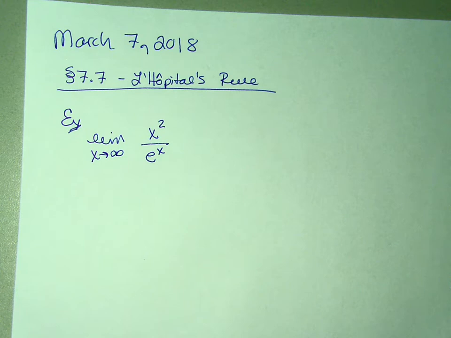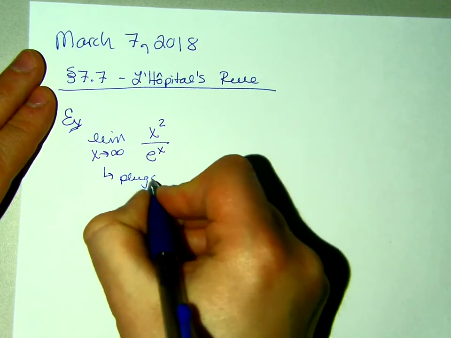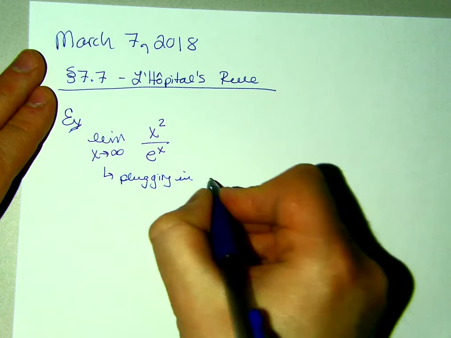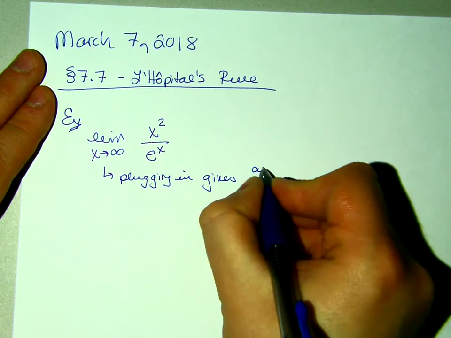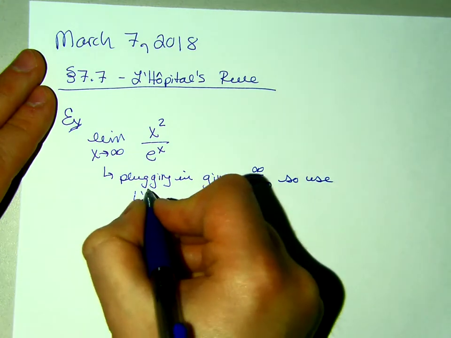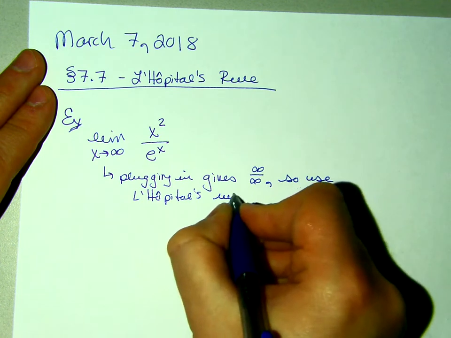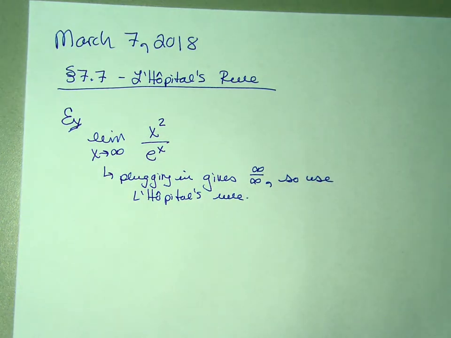Step one, plug in. Well, we can't really plug in infinity like a number, so what do we get if we were plugging in something huge? Infinity over infinity. So because we have that, we can use L'Hopital's rule. So I'm going to say plugging in gives infinity over infinity, so use L'Hopital's rule. Okay, go do it. These are easy enough derivatives.